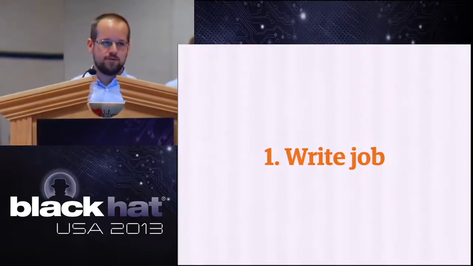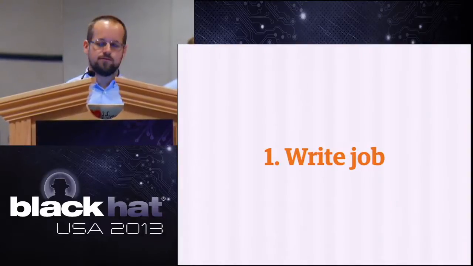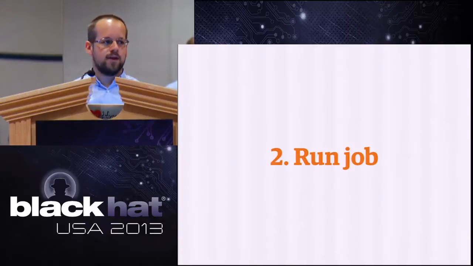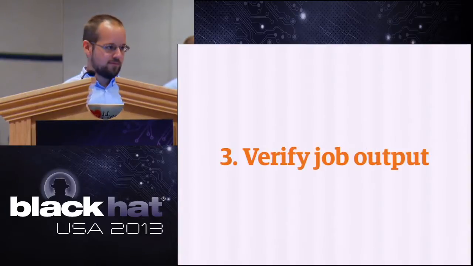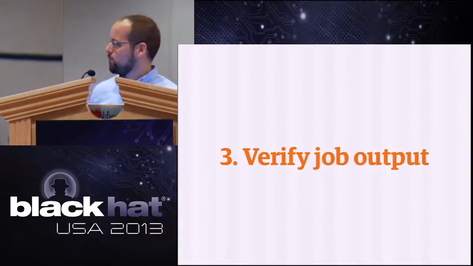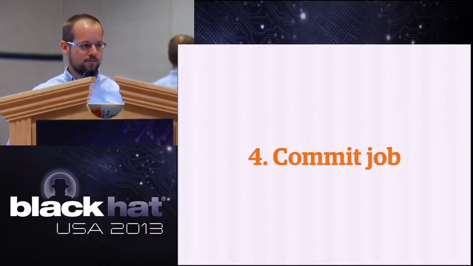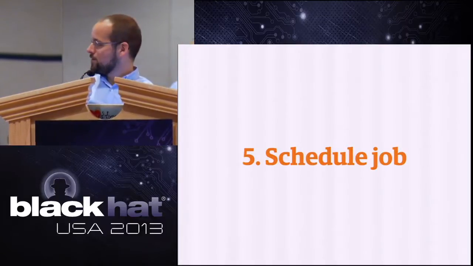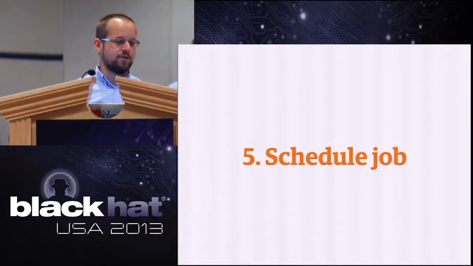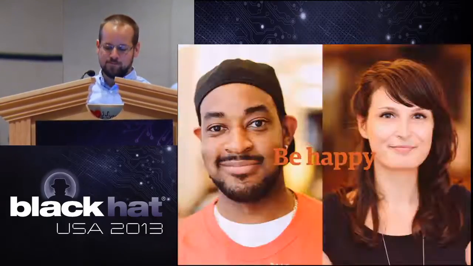You write a job. It's really simple. We're using Cascading. The jobs are super small, not a lot of lines of code. Run the job. At Etsy, we actually have a dev and production Hadoop cluster. So what this means for us is that we can run the job quickly on dev, verify that the job output is good, and then run it on prod. Step 4, commit it to our source control system. And then last but not least, schedule your job. And then you get regular data at regular intervals, super awesome.